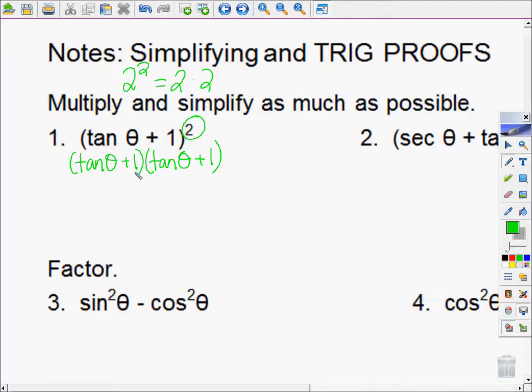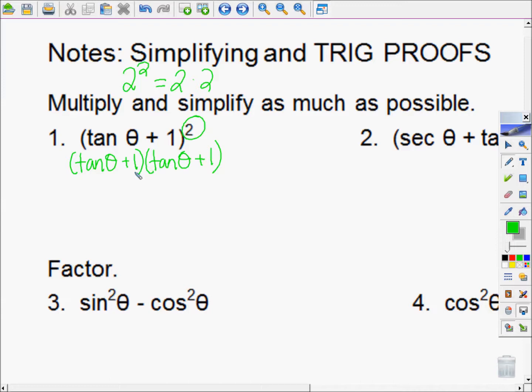tan theta plus 1. Okay? And from making those two tan... 2 tan theta plus 1. Yes, there you go. So now you're in this form where you actually can multiply, right?